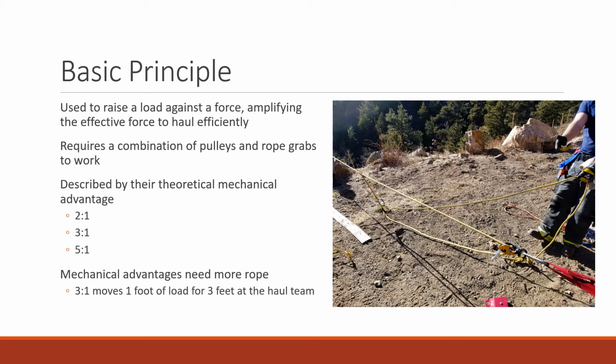It's important to know that a mechanical advantage system needs more rope. You can rappel 300 feet on a 300-foot rope, but as soon as we're hauling, things get different. You build a 3-to-1 mechanical advantage system, you only move the load 1 foot if you move the rope 3 feet on the haul team end of the system. That's because we're doubling back and it's all moving in multiple parts. We've got to account for that in how we build our systems.